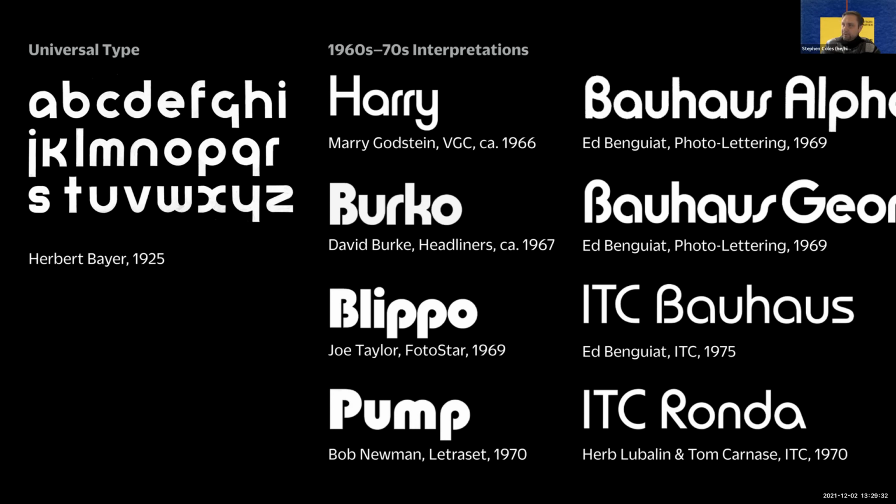And Mary Goldstein, sorry, I misspelled that. There should be an L in there. VGC also claimed to have the first back in 1966 with her design, Harry. And actually, you could call this the first one that's more directly related to Beyer, because it doesn't have these breaks, these kind of stencil breaks that Berko and Blimpo and Pump and ITC Bauhaus had. Harry went on to inspire a bunch of other styles.